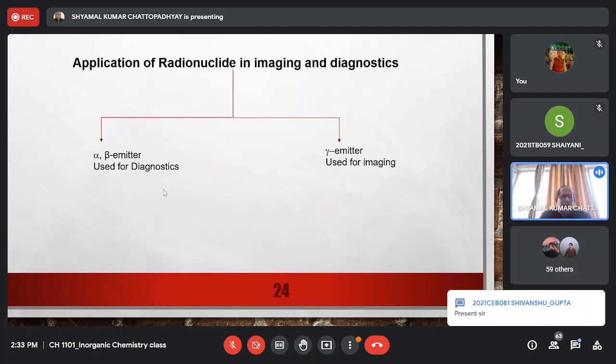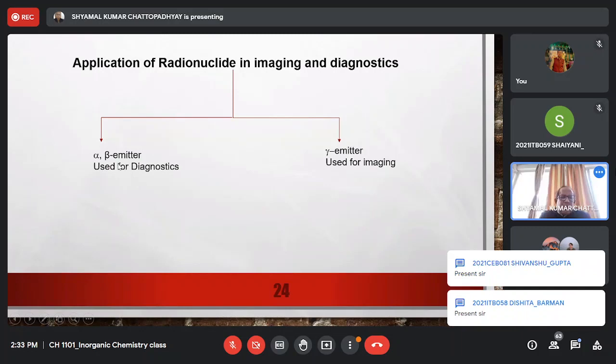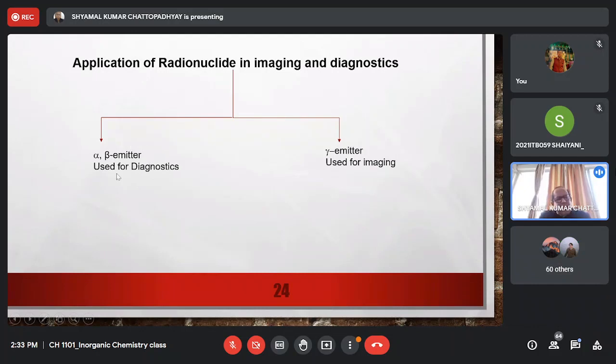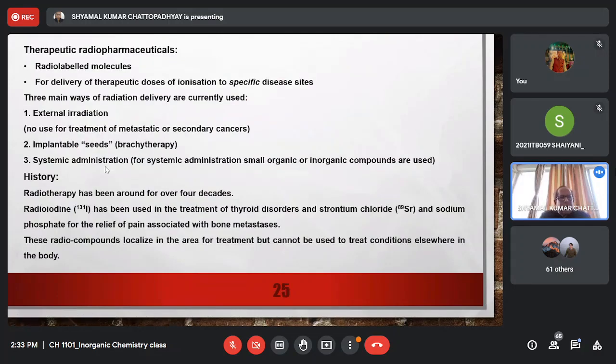So alpha and beta emitters are used for diagnostic purposes because of their less penetrating nature, they can interact with the cell material and they can damage the cell material. So those radionuclides which are alpha or beta emitters can be used for diagnostic purposes.